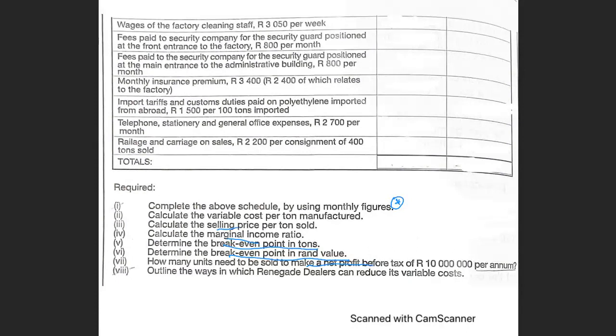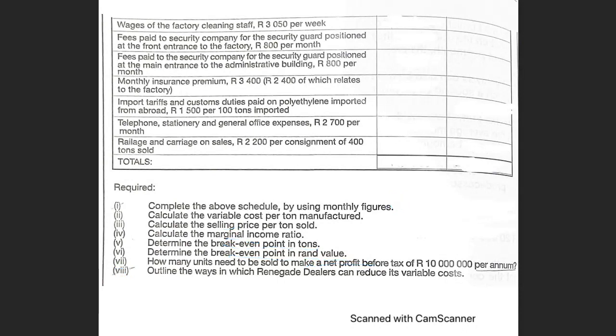So here you have, and in the last question, it's just a theory question. This is saying to you outline ways in which they can reduce their variable costs. So we're going to ignore that one because you can read through that from your learning unit from the slides or your textbook itself. We'll focus on the rest of them.